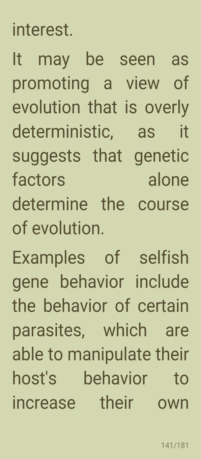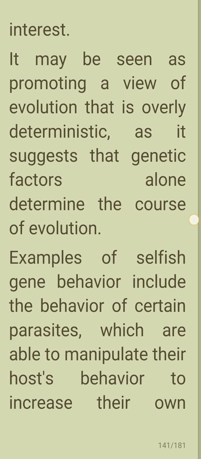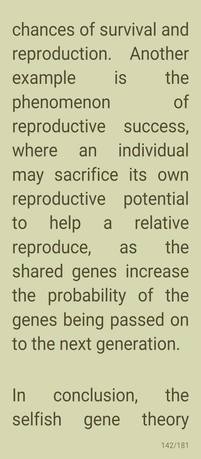Examples of selfish gene behavior include the behavior of certain parasites, which are able to manipulate their host's behavior to increase their own chances of survival and reproduction. Another example is the phenomenon of inclusive reproductive success, where an individual may sacrifice its own reproductive potential to help a relative reproduce, as the shared genes increase the probability of the genes being passed on to the next generation.